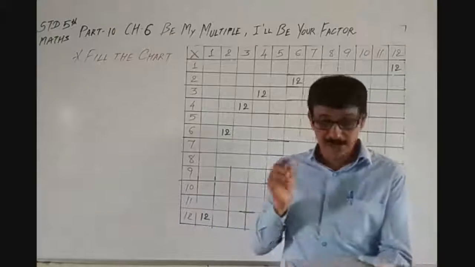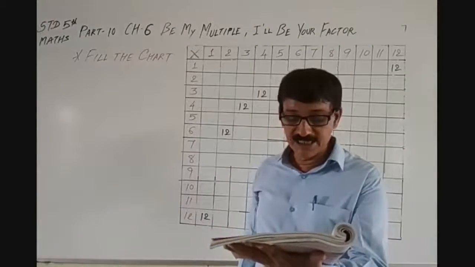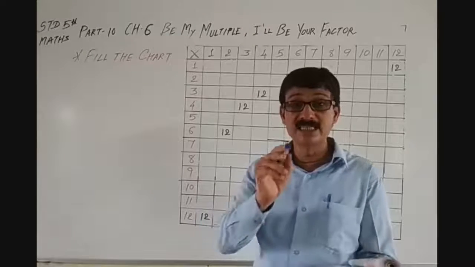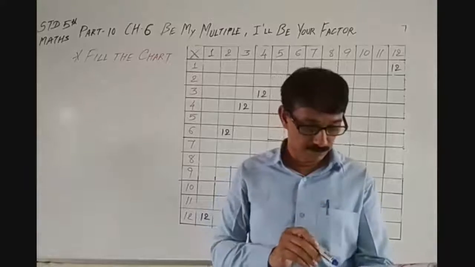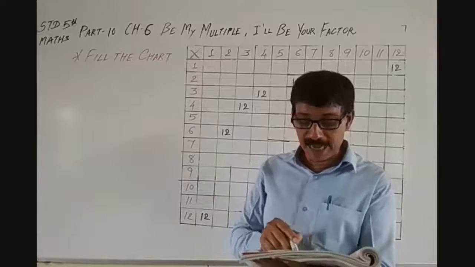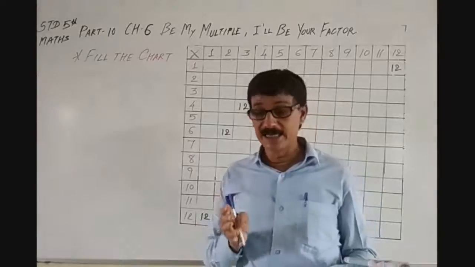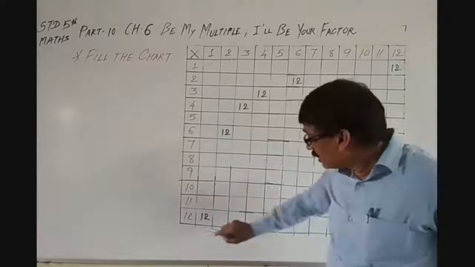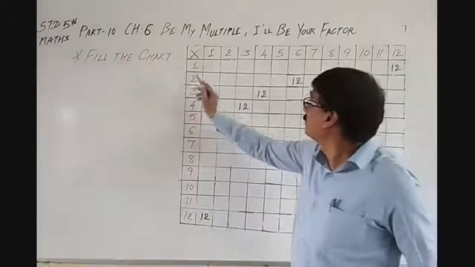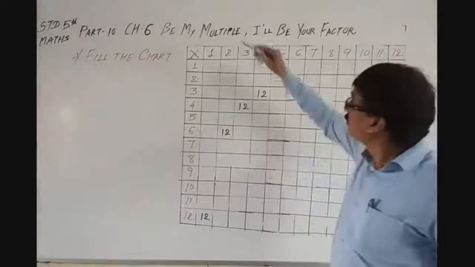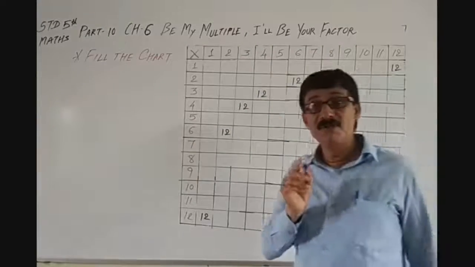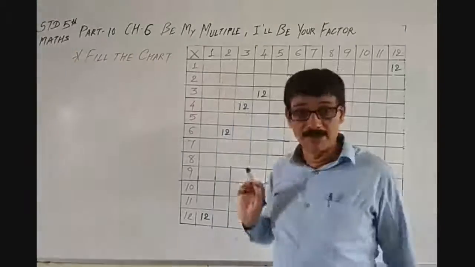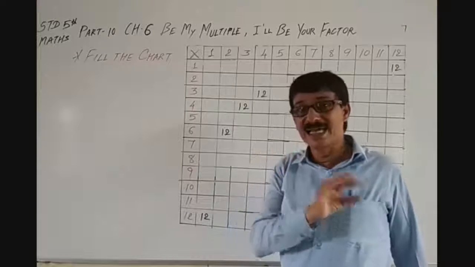Now, read this one. Look at the green boxes in the chart. In your chart, look at these green boxes, and there is a number, that is 12. We can get 12 by multiplying different numbers. Now let's see how we can get 12. This is a row, and these are the columns. We will multiply the row number with the column number, and hence we will get that number.